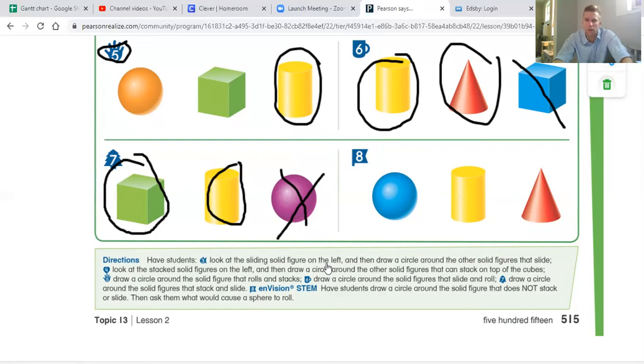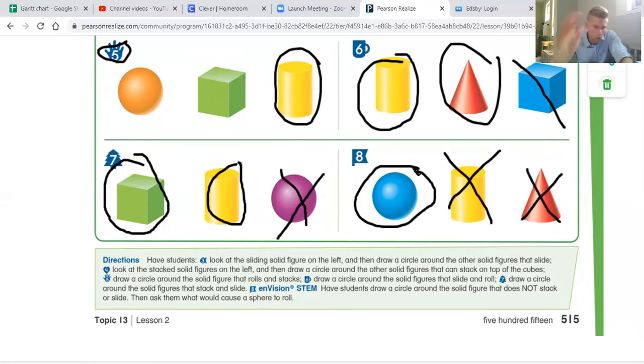Which one does not stack? Which one does not slide? Does this stack? Yep, so that can't be right. Does this slide? Yep, that can't be right. Does this sphere stack? Nope. Does this sphere slide? Nope. What does a sphere do? Yell it out. Starts with an R.